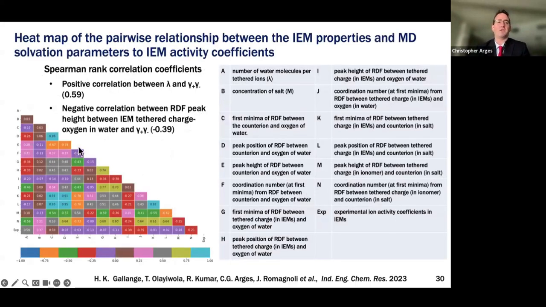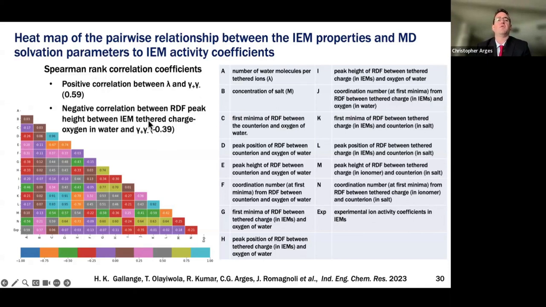Here, what we're looking at is a heat map of the pairwise relationship between the membrane properties and MD solvation parameters. Here's the concentration of salt, the number of water molecules per ionic group on the membrane, and then the rest are these MD descriptors. I'm not going to go through each of them, but we found a positive correlation relating the lambda value, the number of water molecules per ionic group on the polymer backbone, and the activity coefficient. That's from the Spearman rank correlation.